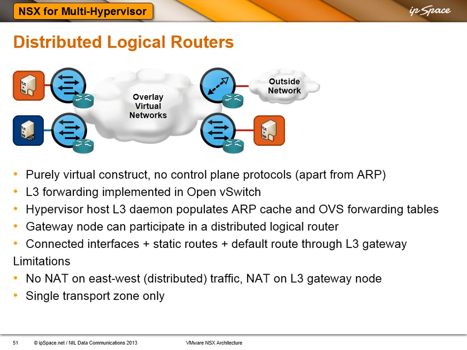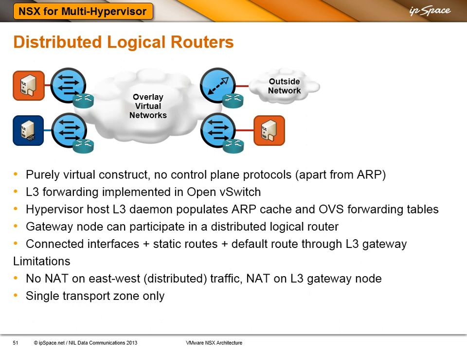Now it supports static routing, but still no dynamic routing protocols, apart from ARP, which is handled locally in the hypervisors. Layer 3 forwarding is programmed from the controller and implemented in Open vSwitch. And the Layer 3 daemon that is resident in every hypervisor populates both the ARP cache and the OVS forwarding table.